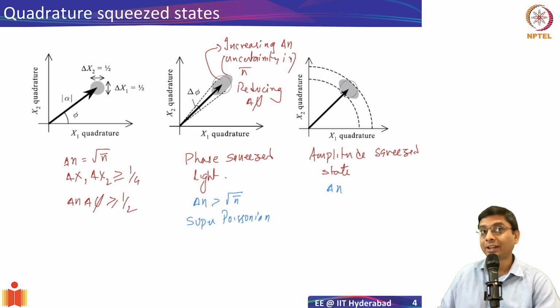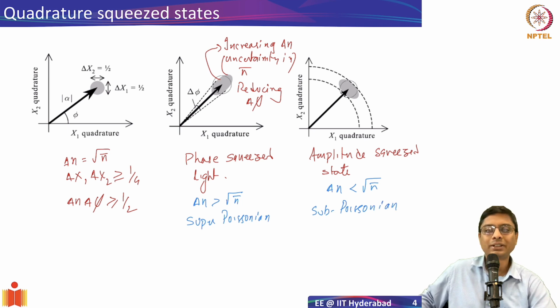Now delta n is actually less than the coherent state. So basically delta n is less than the square root of n bar. So this will be sub-Poissonian. Alright, so this is how the statistics behaves. Any questions? Well, I have one question.